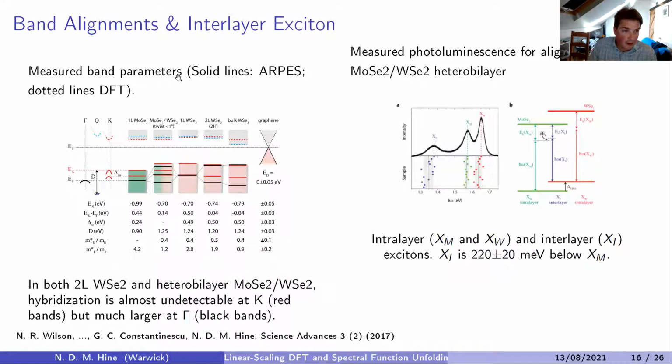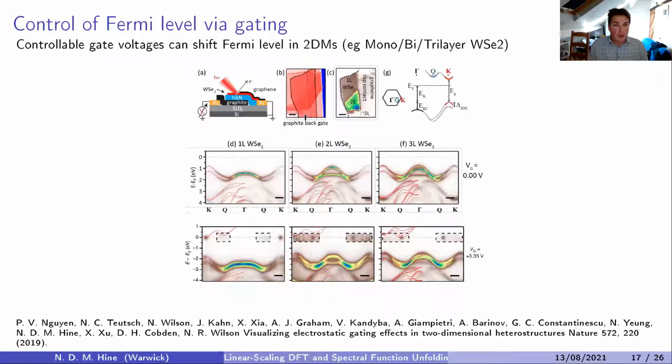It also allowed us to extract band parameters and use the linear scaling DFT to align those systems. And in that paper, they also demonstrated the intralayer exciton in that system. We also worked on control of Fermi level by gating and reproducing the band structures associated with these gated structures, and showing that you could populate the conduction band, and that in fact GW calculations in this case were a very good reproduction of those results.